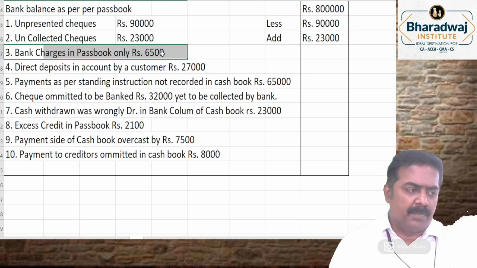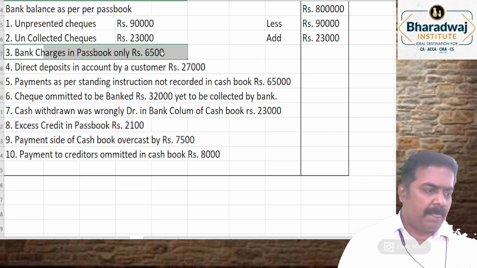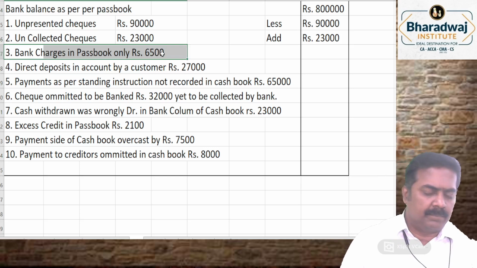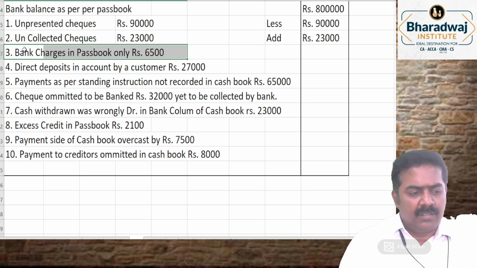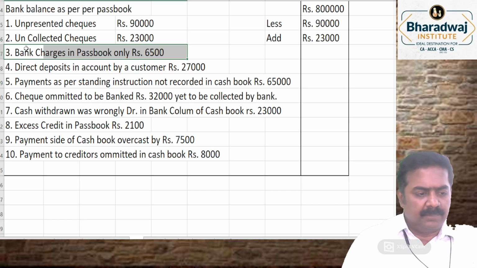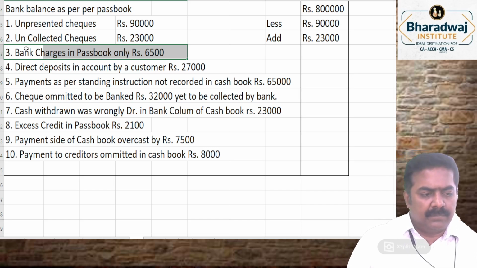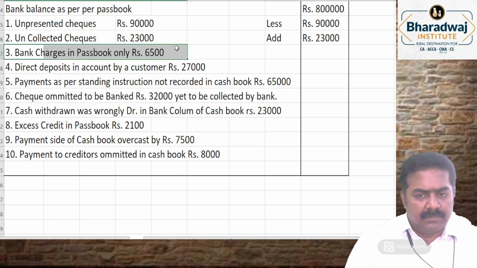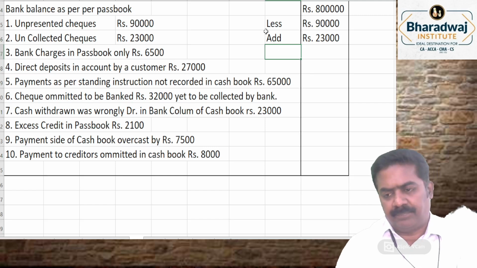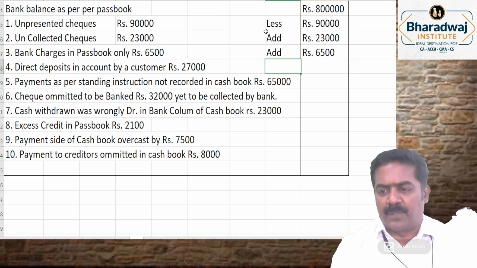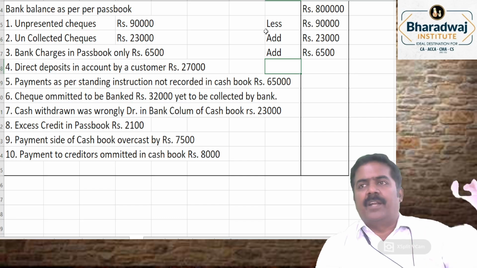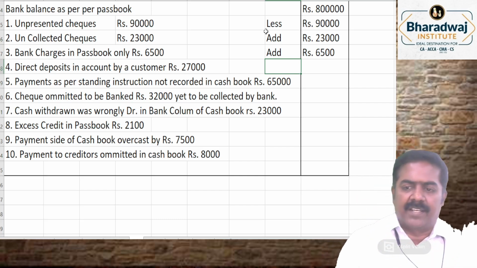Bank charges in passbook only. Customer has not deducted. Bank charges in which one? Passbook only. It would be deducted, so let us add back. Banker நம்ம deduct பண்ணி வச்சிருக்கோம். According to customer நம்ம adjust பண்ணணும். Who are we? Banker. According to customer we have to adjust. We deducted. Customer deduct பண்ணல.